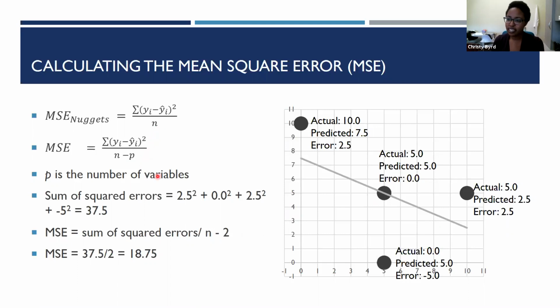Then what we would get is these squares, 37.5. Then what we have to do, instead of dividing by n, is divide by n minus p. P is just the number of variables, and that gets to the degrees of freedom that we're going to talk about a little bit later. So we just do n minus 2, which ends up being 2. So we divide 37.5 by 2. Our mean squared error is going to be 18.75.